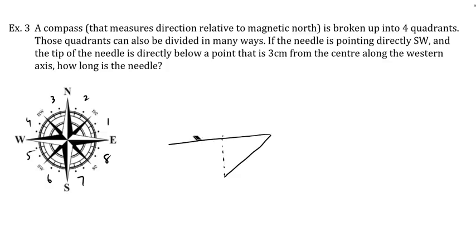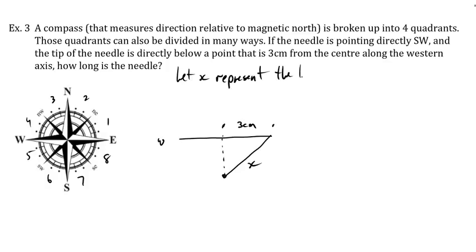So if this is west, then this is my 3 centimeters. Okay, the tip of the needle is directly below a point that is 3 centimeters from the center along the western axis, which makes sense if it's pointing directly southwest. How long is the needle? So there's my x. So let x represent the length of the needle.